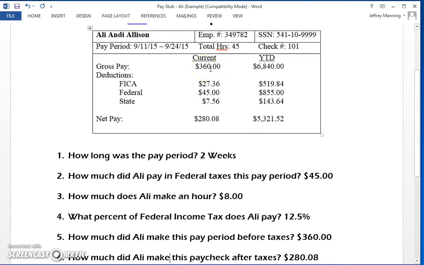Here is the mistake that most students make on this particular question. They see this section over here, and YTD stands for year to date. That means that so far in 2015, Allie has made this amount of money. But that's just all the way up until September 24th. We're not including any of the other months that haven't taken place yet. So this number right here is not the answer.